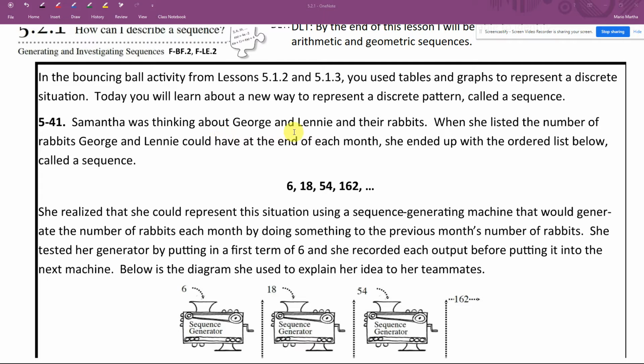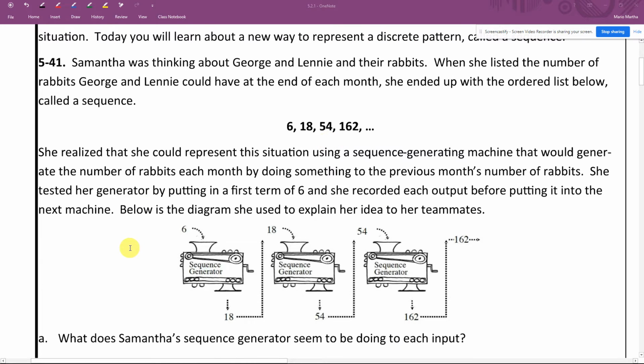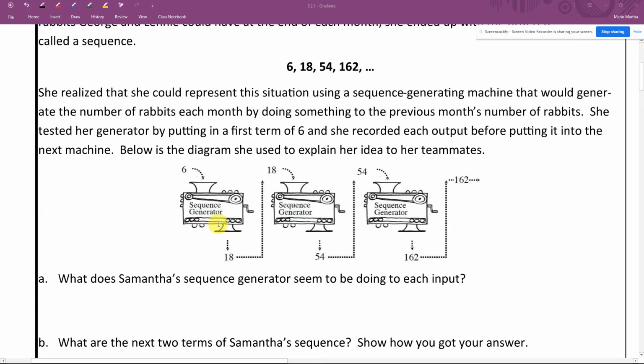Samantha was thinking about George and Lenny and their rabbits. When she listed the number of rabbits George and Lenny could have at the end of each month, she ended up with the ordered list below called a sequence: 6, 18, 54, 162. She realized that she could represent the situation using a sequence generating machine that would generate the number of rabbits each month by doing something to the previous month's number of rabbits. She tested her generator by putting in a first term of 6, and she recorded each output before putting it into the next machine. Below is a diagram she used to explain her idea to her teammates.